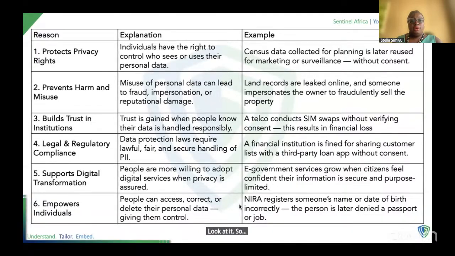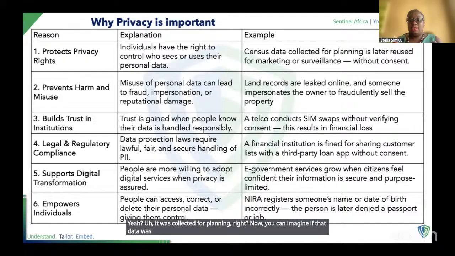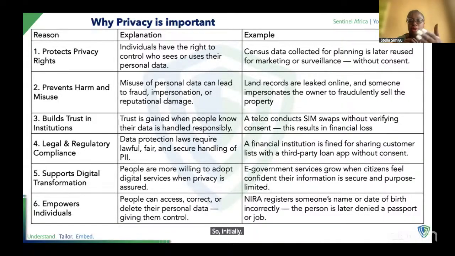So when we look at privacy, you can ask yourself, why is it that I need to be interested? Why is privacy important? Privacy protects the rights of individuals. Individuals have the right to control who sees or who uses their data. Uganda recently had a census, I think this was 2024. It was collected for planning, right? Now you can imagine if that data was later reused for marketing or for surveillance without consent. Initially you are giving your data for one thing, census, and now it's reused. So privacy protection helps to embody the right to control who sees or uses your data.